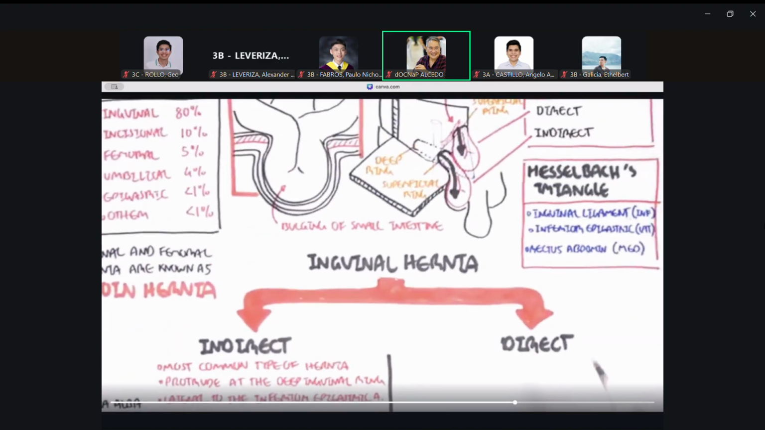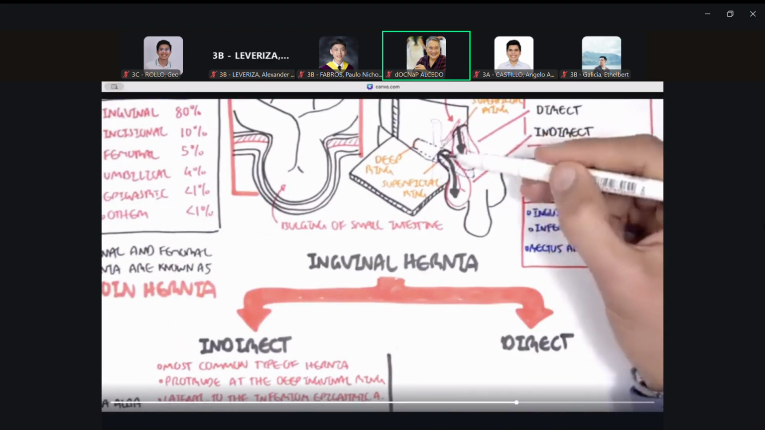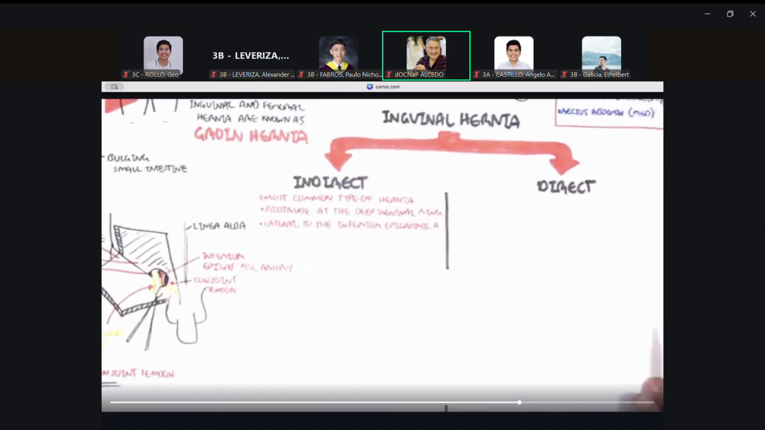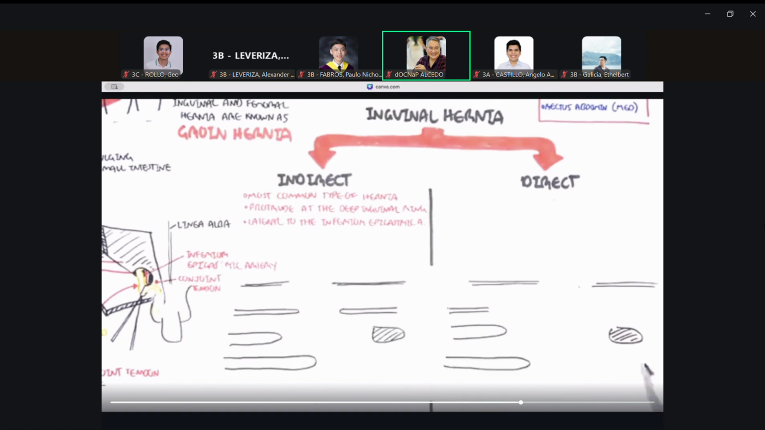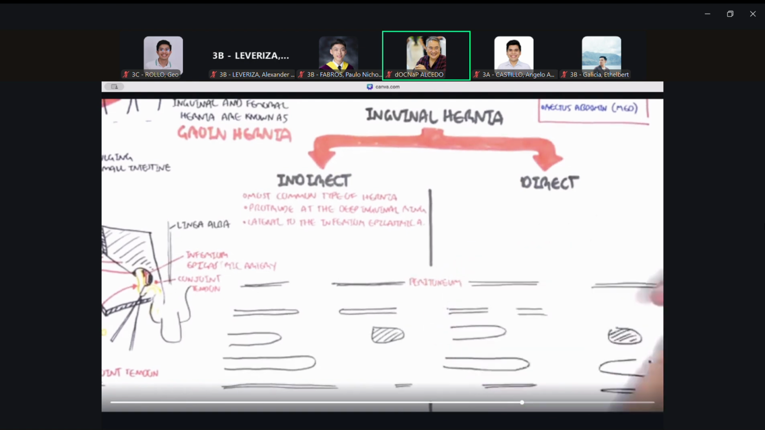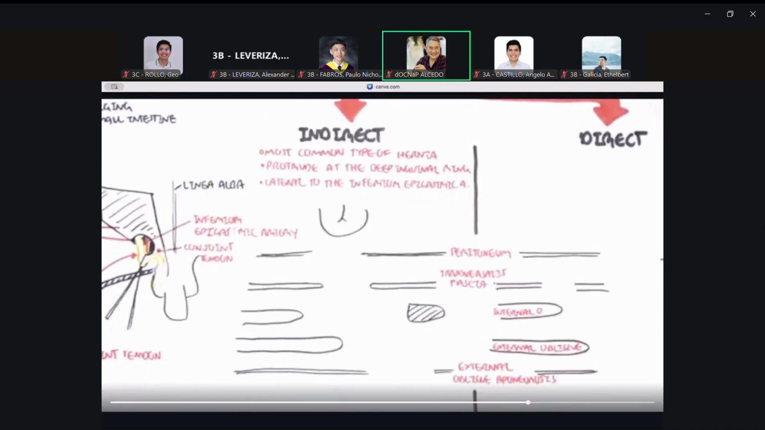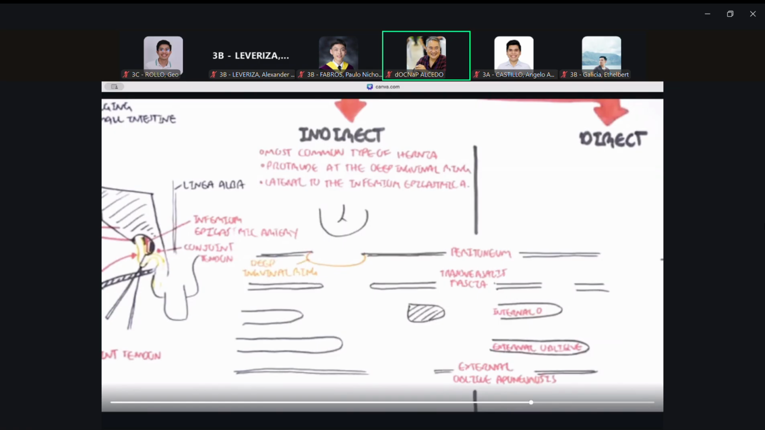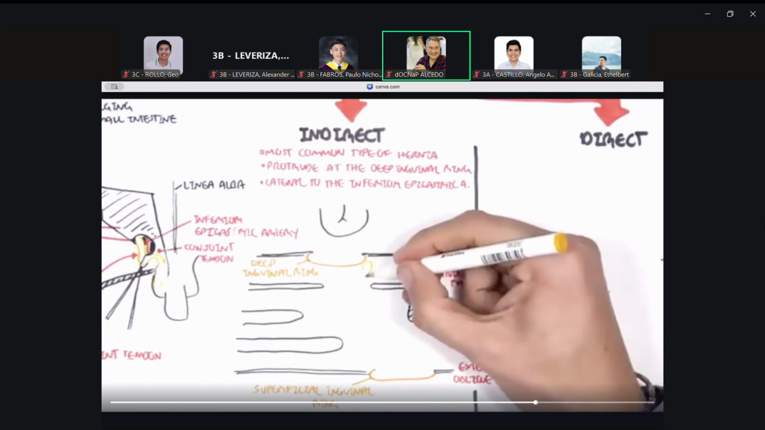So if we were to draw that same diagram that we drew, the cross section, and we're looking at it from the top, from a superior view, we have the layers: the peritoneum, the transversalis fascia, the internal oblique, the external oblique, and then you have the external oblique aponeurosis. And here is your deep inguinal ring, essentially a hole where the spermatic cord originates from the peritoneum. And then you have this superficial inguinal ring where the spermatic cord will exit.